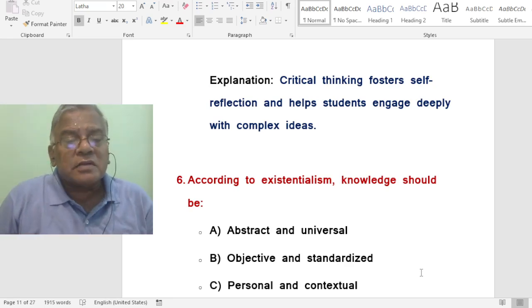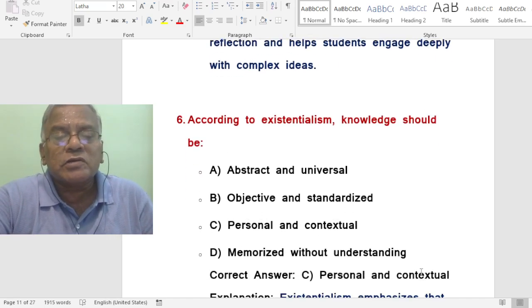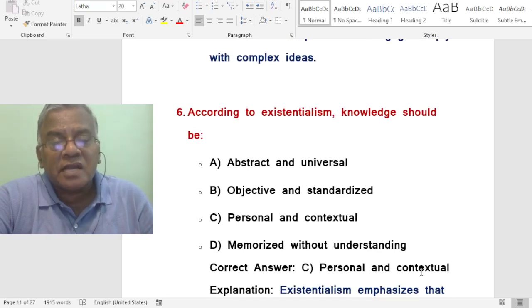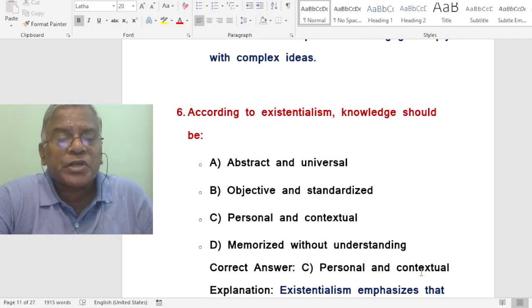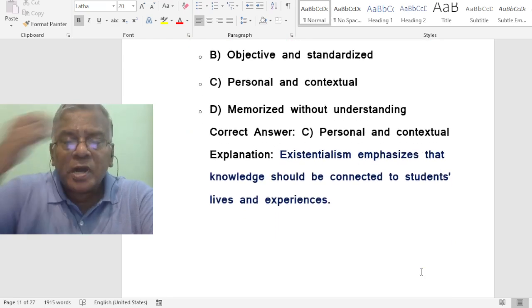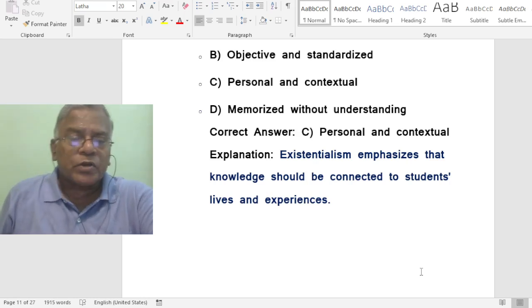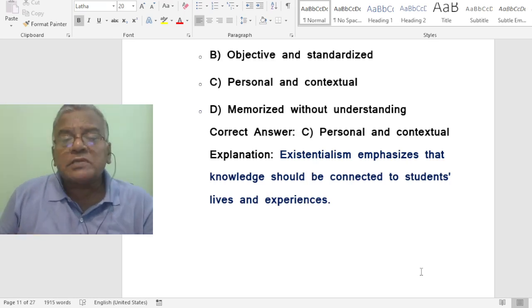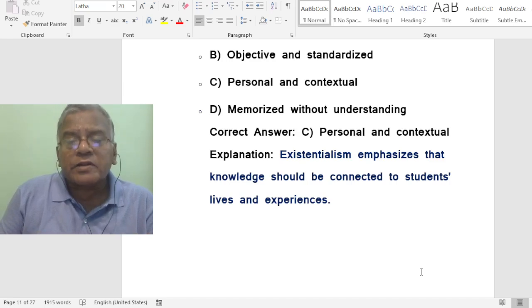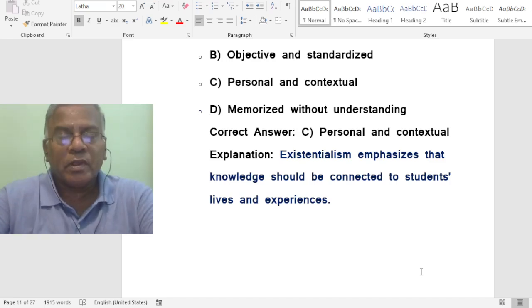According to existentialism, knowledge should be what? Abstract and universal, objective and standardized, personal and contextual, memorized without understanding. So according to existentialism, knowledge should be personal and contextual, that is situational. Existentialism emphasizes that knowledge should be connected to students' lives and experiences.